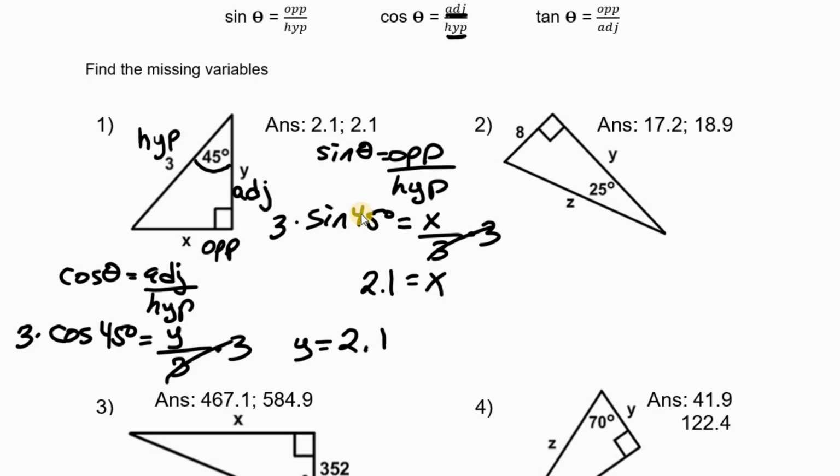How about that? Both x and y are equal to 2.1. Well, that might make sense because we're dealing with a 45-degree triangle.